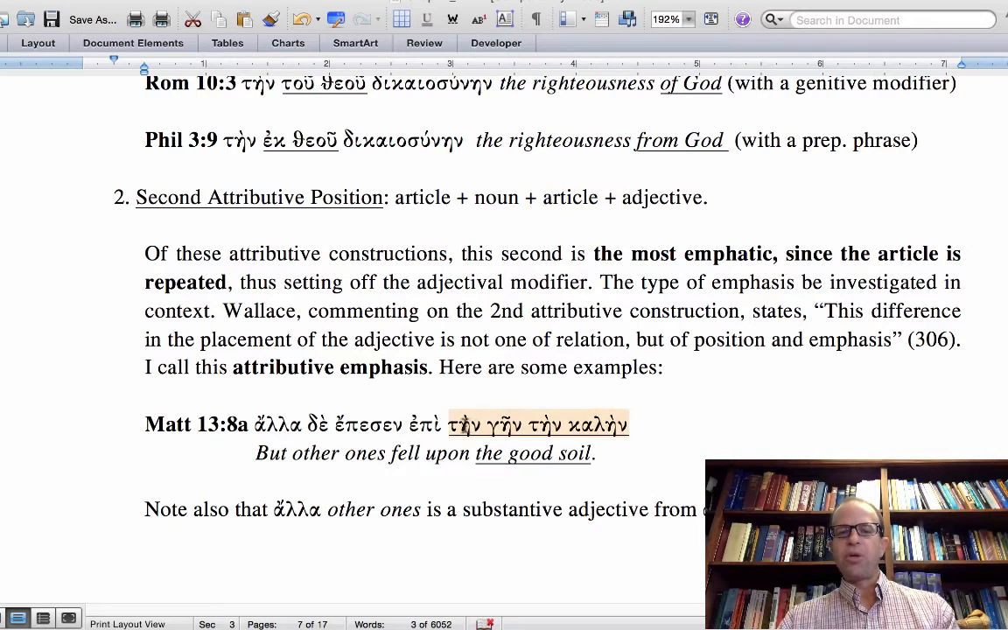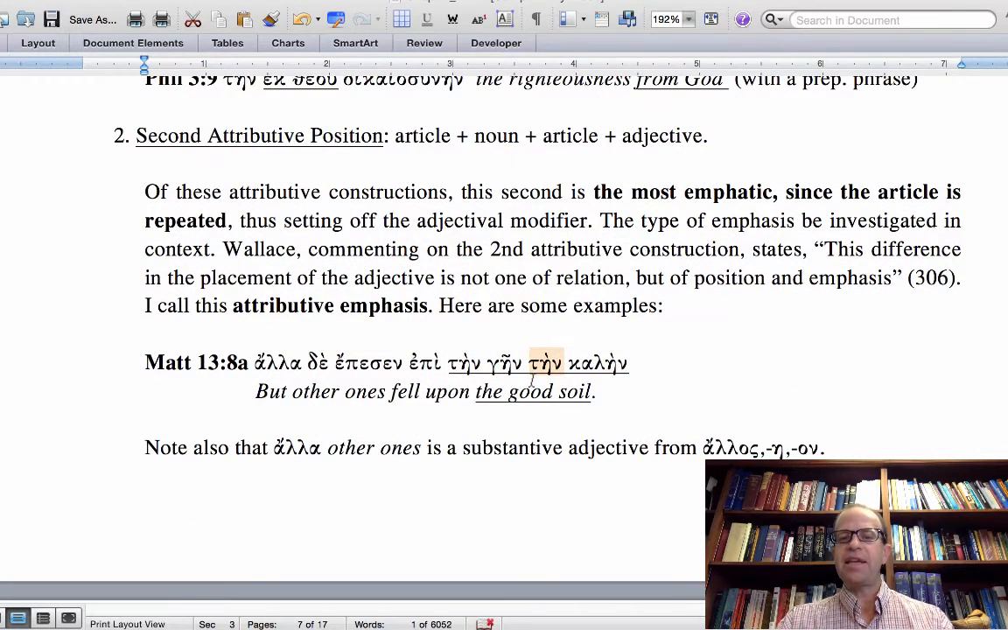So in this example, we have the soil, the good. Now that doesn't make any sense in English. This gets translated as the good soil. But notice the repetition of the article in this case, tain gain, tain kalein. It contributes to an oral impact on the part of the listener, the hearer of this, and I think there's a bit more emphasis in this kind of construction.